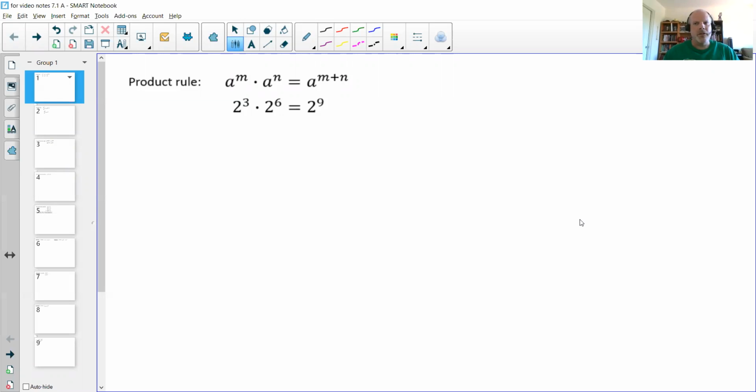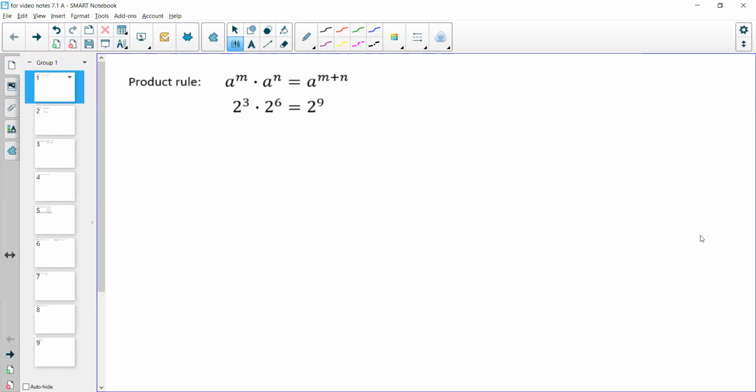The first one that you can see on the screen is called the product rule. And it states simply that when I have two powers multiplied together where they both have the same base, in other words, 2 cubed times 2 to the sixth, I just add the exponents. And there's a simple reason why this works.